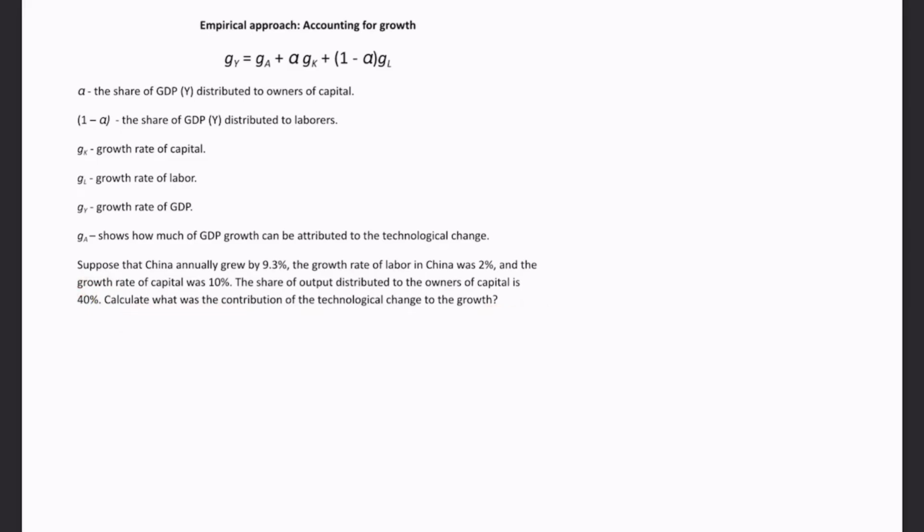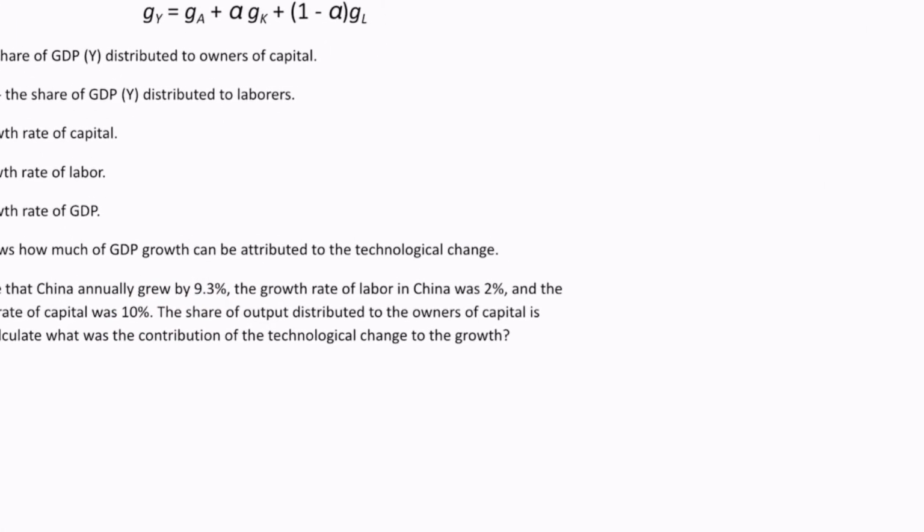So here I'm going to highlight some important data. China grew by 9.3%. The growth of labor was 2%. The growth rate of capital was 10%. And the share of output distributed to the owners of capital, which will be A, was 40%. Now we're going to set this formula up.